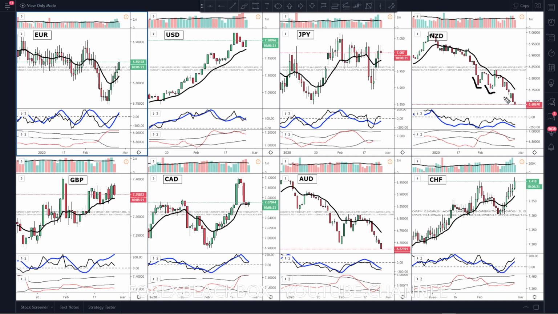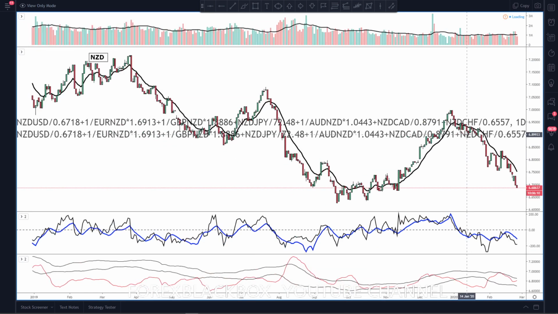New Zealand, you see that I actually expected it to be here. This is the third leg to back up, but it didn't. It just keeps going down, so that's indicating that we still have momentum going down. So I expect that to keep going.